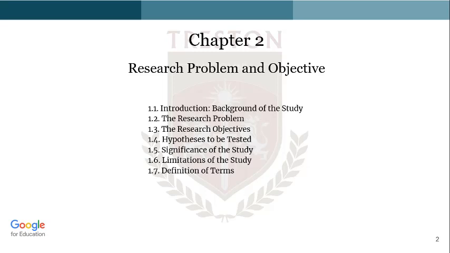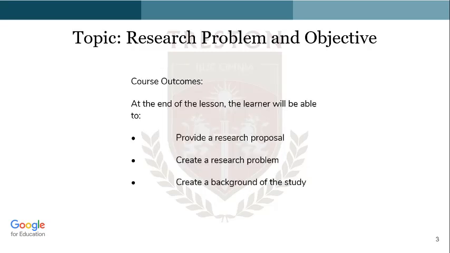So first, we'll deal with how we will introduce our thesis, or the introduction or background of the study. The second part is research problem. Then we have research objectives, hypotheses to be tested, significance of the study, limitations of the study, and definition of terms, which is simply defining the terms that are colloquial or not familiar to some of the readers.